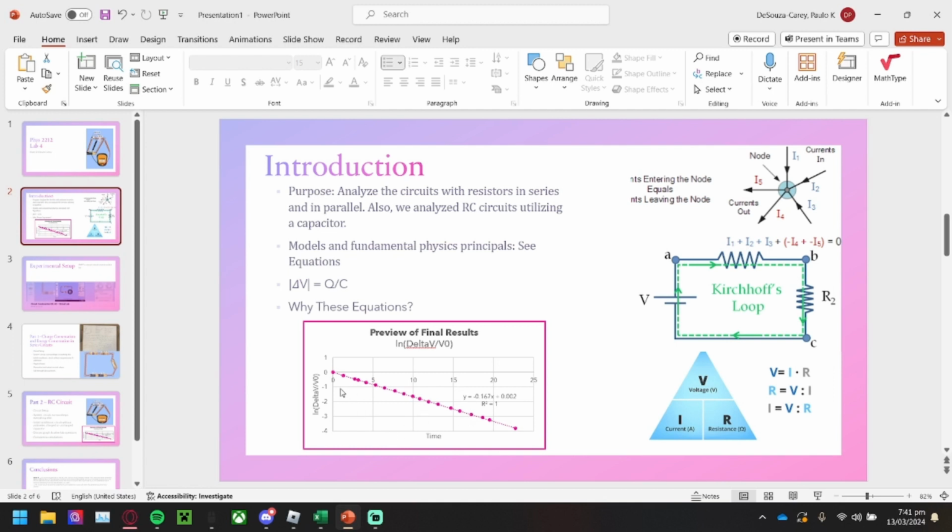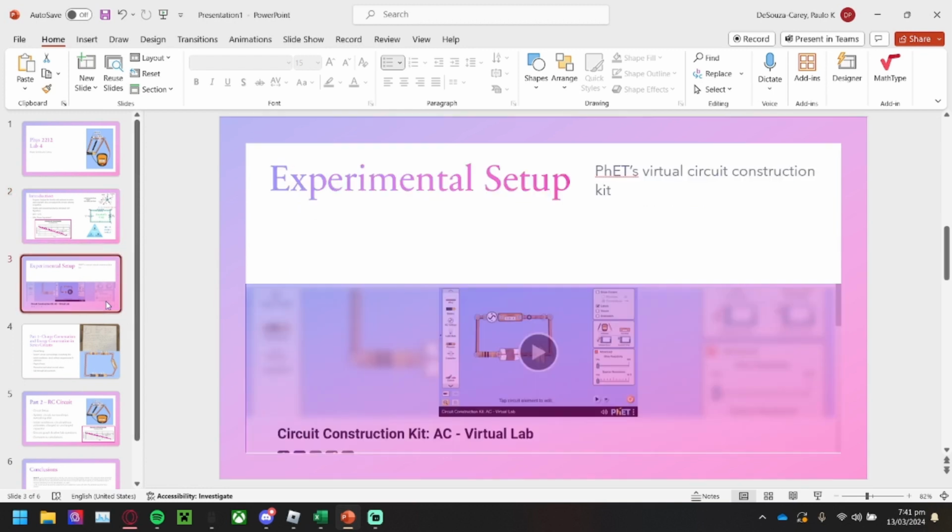We have a little linearized equation here relating the change in electric potential across a capacitor over time. We also have one more formula here that I forgot: the change in electric potential of a capacitor is equal to the charge of the capacitor divided by its capacitance. So for our experimental setup here, we use the PhET virtual circuit construction kit because I was not able to do this experiment physically in person.